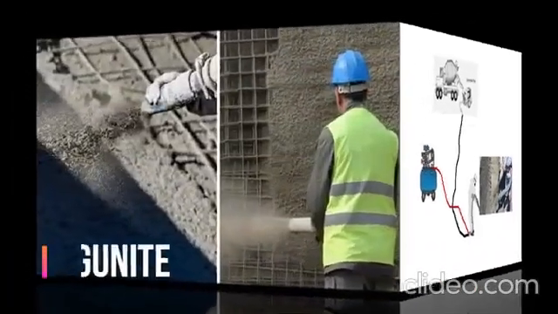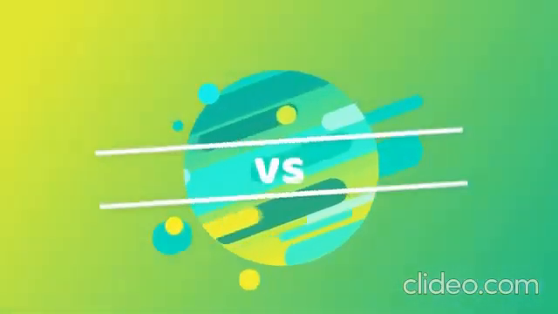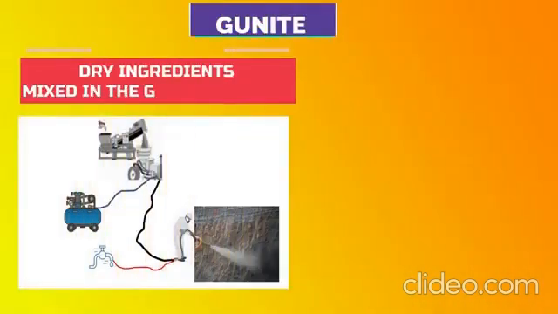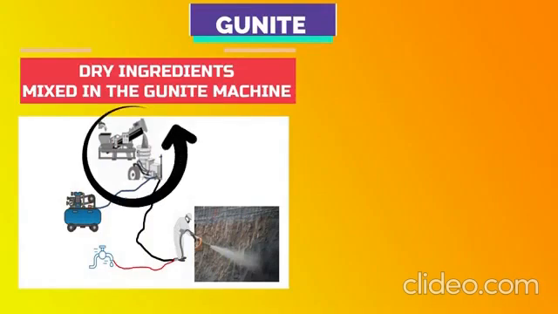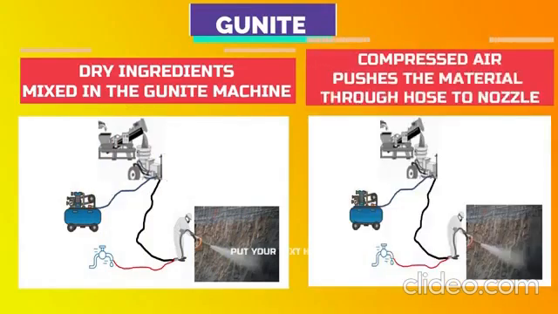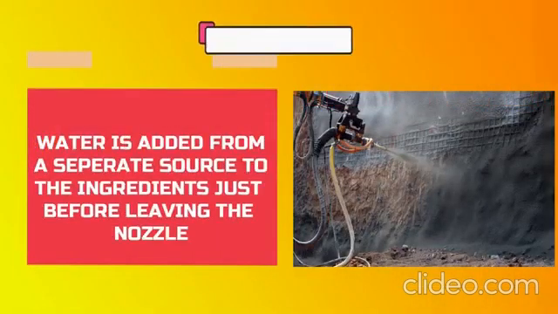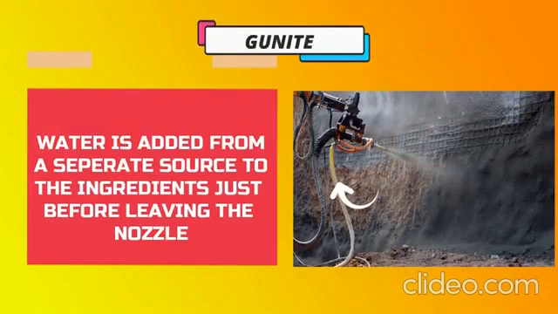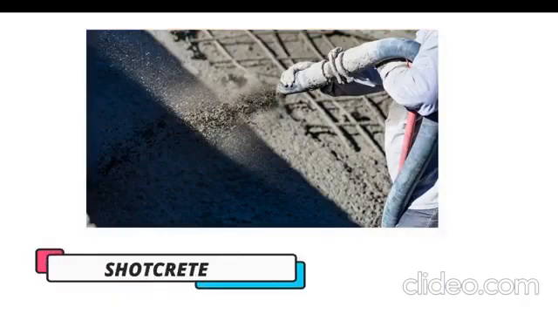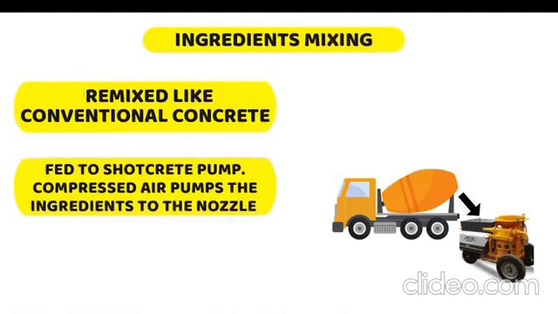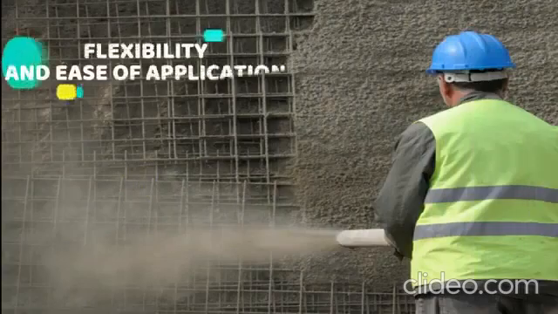And now let us have a comparison between gunite versus shotcrete. First, we will discuss ingredient mixing. In gunite, the dry ingredients are mixed in the gunite machine. Compressed air pushes the material through the hose to the nozzle, and water is added from a separate source to the ingredients just before leaving the nozzle. Next is ingredient mixing in case of shotcrete. The ingredients are premixed like conventional concrete, fed into a hopper, and from there it is sprayed.